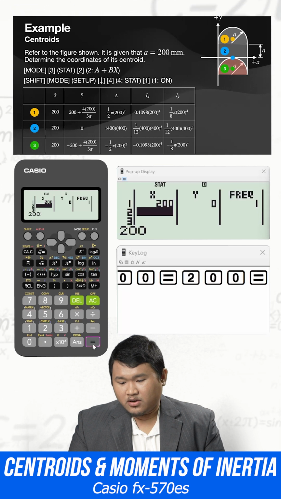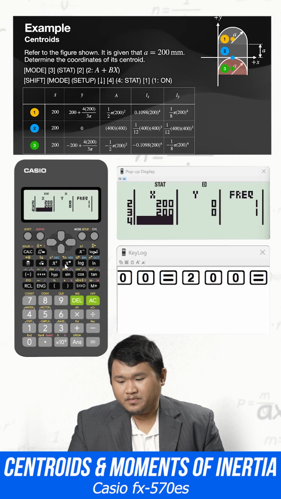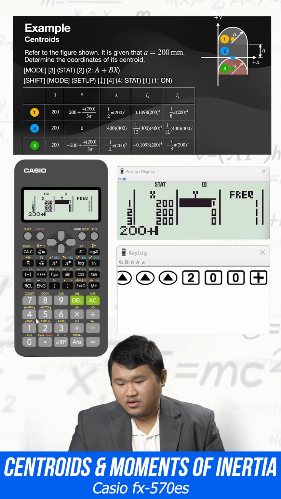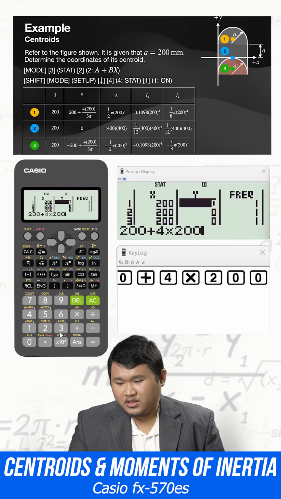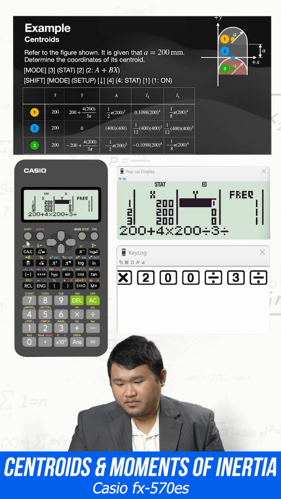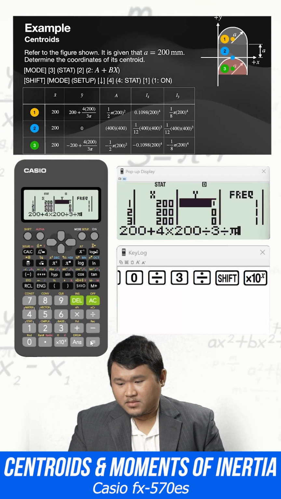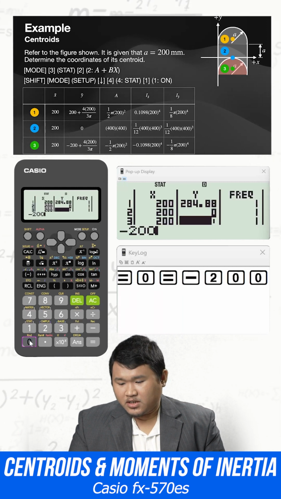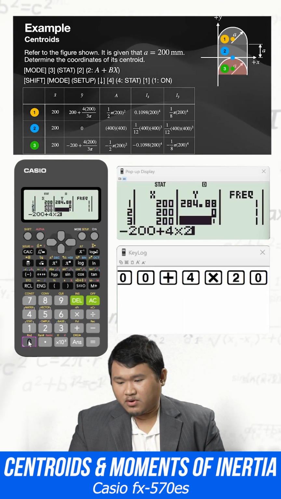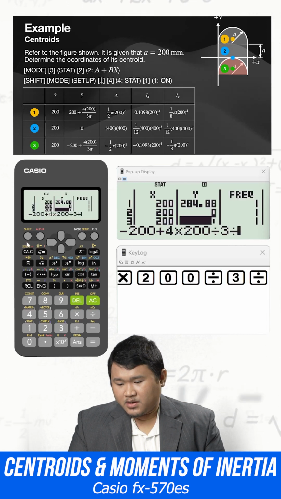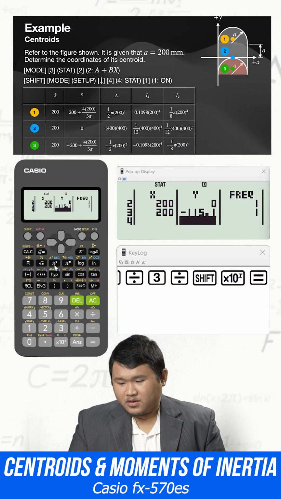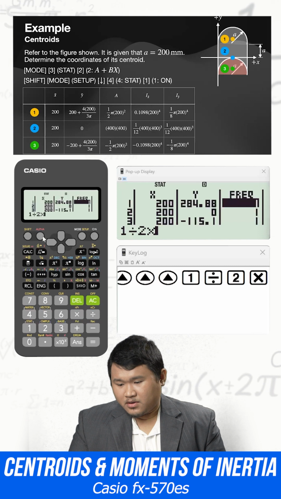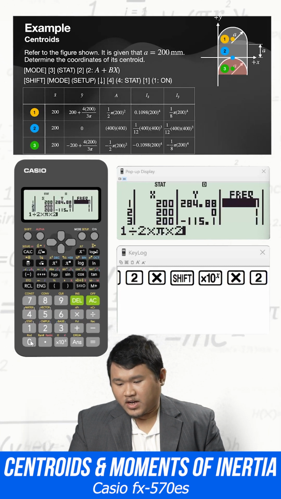So we have 200 all in the first row, in the first column. And then we have 200 plus 4 times 200 divided by 3 pi. And then we have 0. And then we have negative 200 plus 4 times 200 over 3 pi. And then for the frequencies, we have the areas, 1/2 pi times 200 squared.